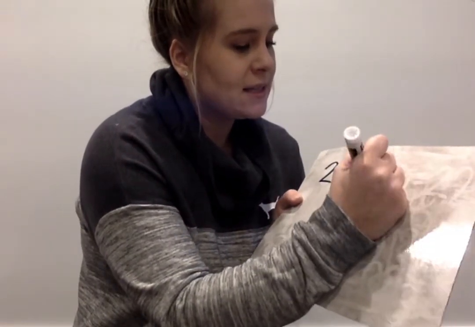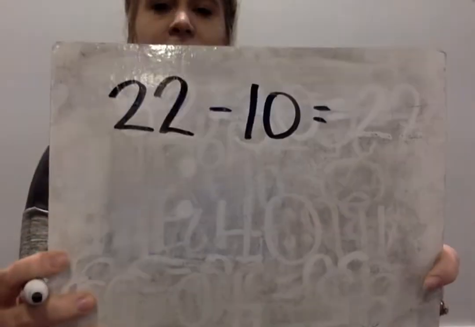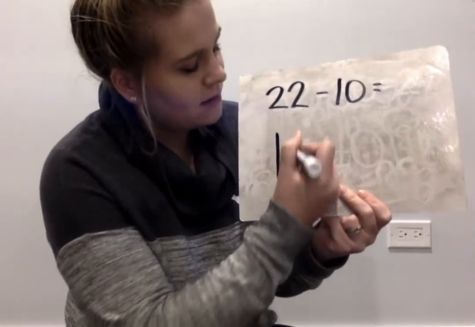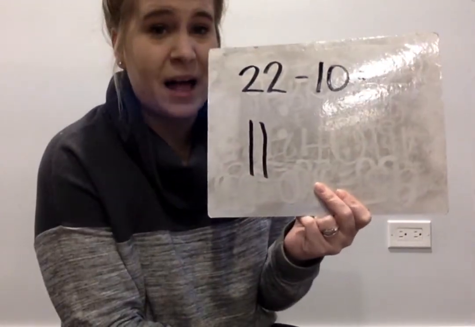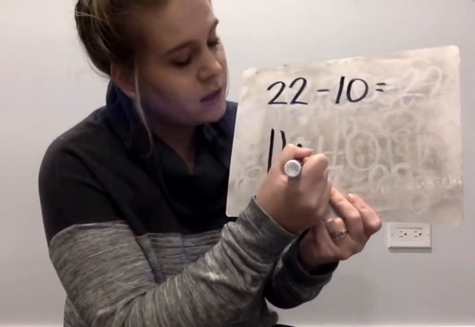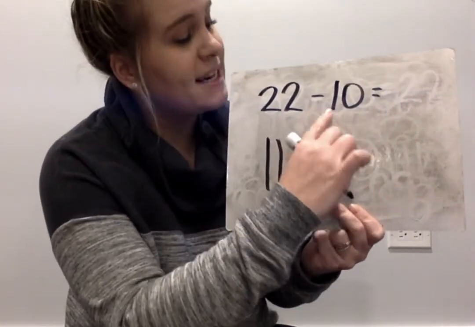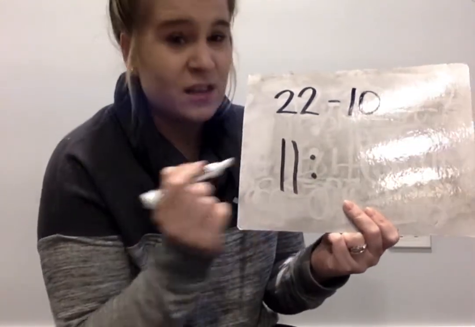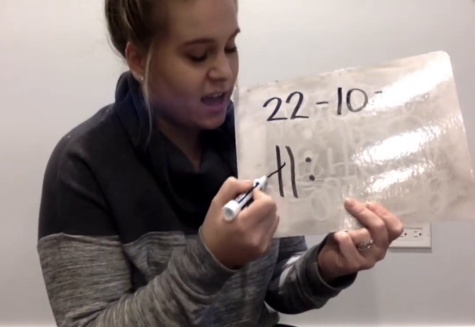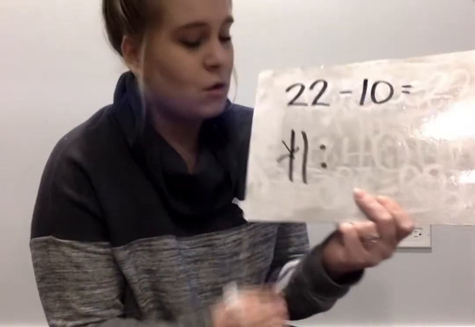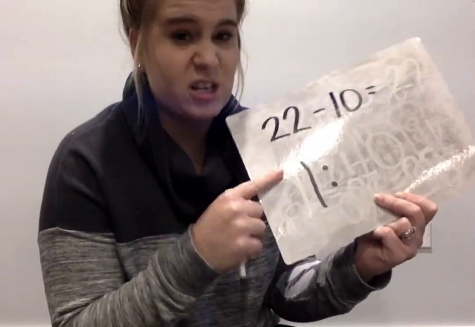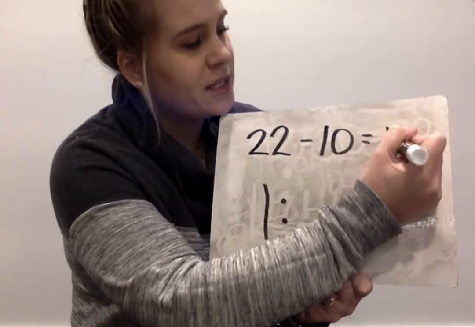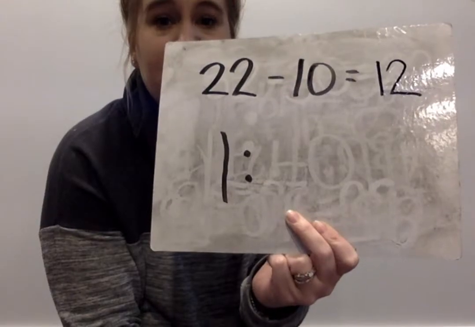Maybe I'm going to do 22 minus 10. So I'm going to do my subtraction problem like this. 10, 20, those are my tens blocks. 21, 22. Minus 10. I see that a 10 has a 1 in the tens place and a 0 in the ones place. So I just have to take away 1 ten. I can cross it out like this, or if I have a dry erase board, I can just erase it. Now what's left? 10, 11, 12. 22 minus 10 is 12.